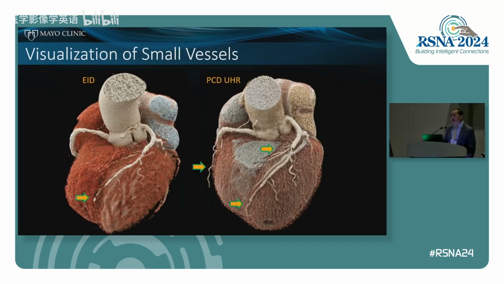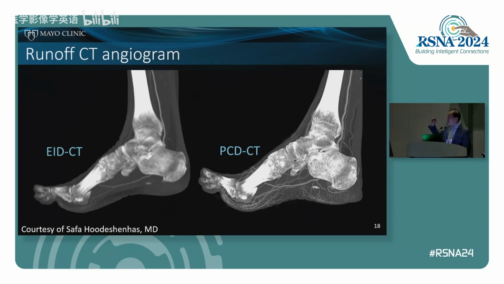Similarly, in the cardiovascular space, we can see much smaller coronary arteries, and even more impressive if we look at the runoff of the foot, see how many more small vessels we can see with photon counting using the high spatial resolution.